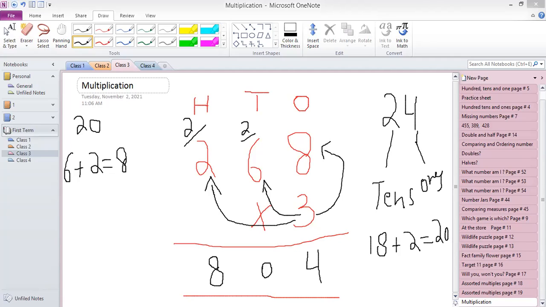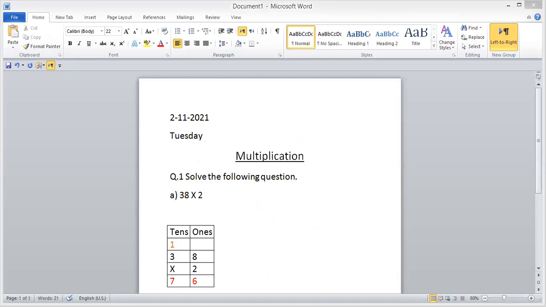It is 2/11/2021 and today is Tuesday. We are doing basics of multiplication. Can you see the new screen, guys? Yeah. That's very good.